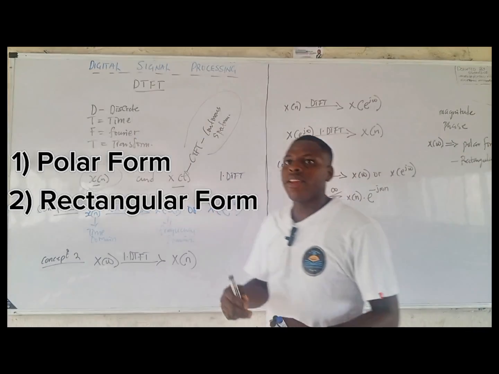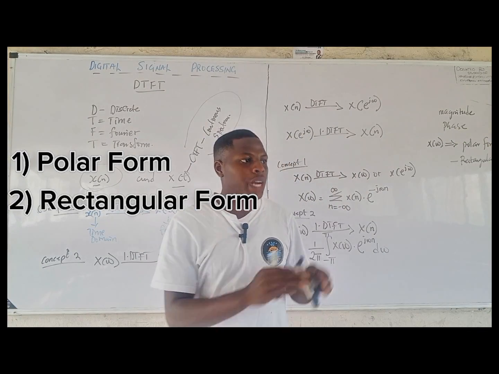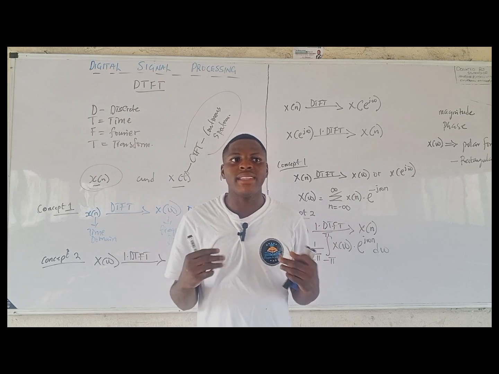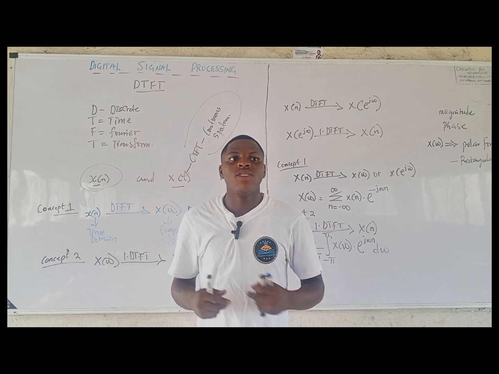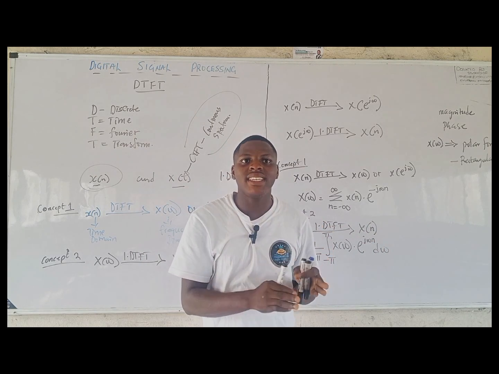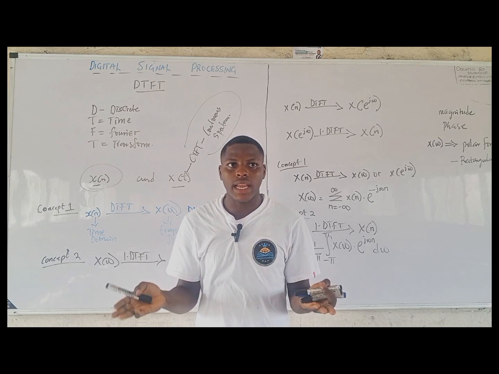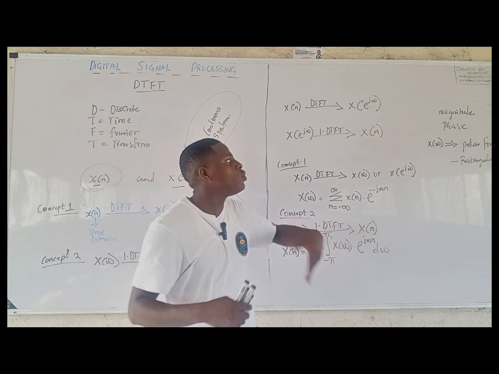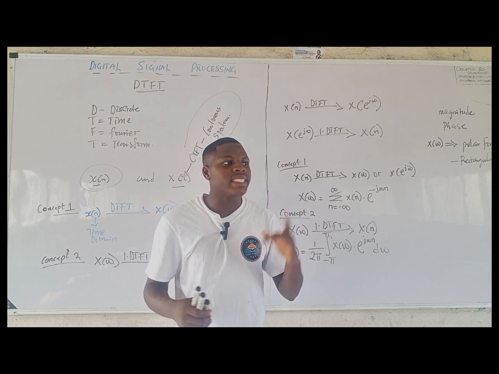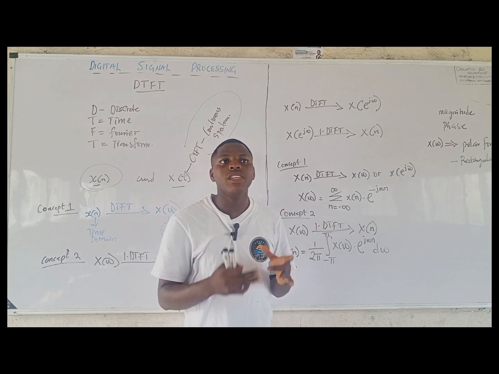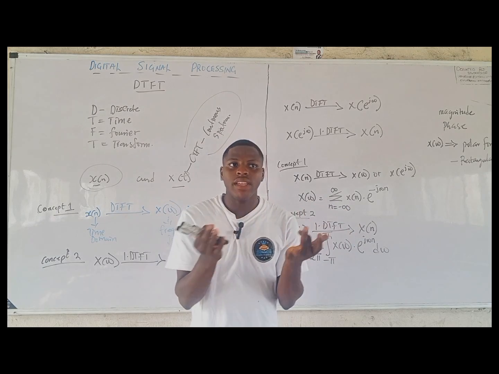Now, when you are given your polar form and when you are given your rectangular form, what should come to your mind? Magnitude and what? Phase. You are to get the magnitude of that signal and the phase of that signal. Are we together? So now, how do you know if your signal is given in polar form? How do you know if your frequency domain is given in polar form?